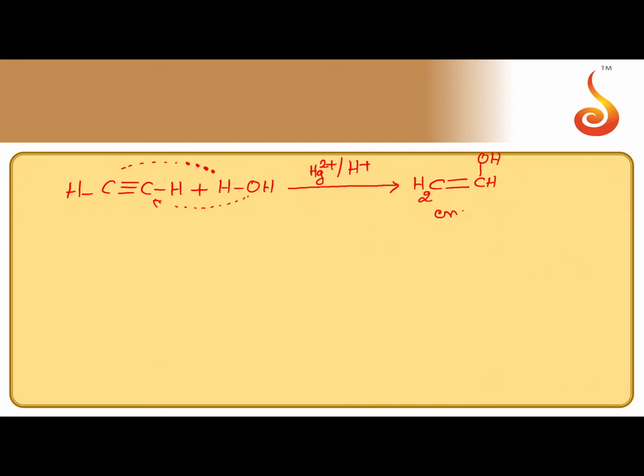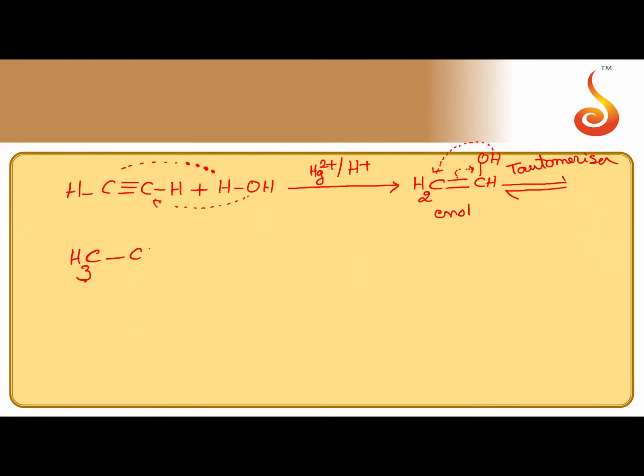Since this is unstable form, it undergoes tautomerization to give relatively stable form, keto form. During the tautomerization, I am not giving mechanism. How to write the product? Migration of hydrogen from oxygen to beta carbon, and then C=C double bond shifting takes place.